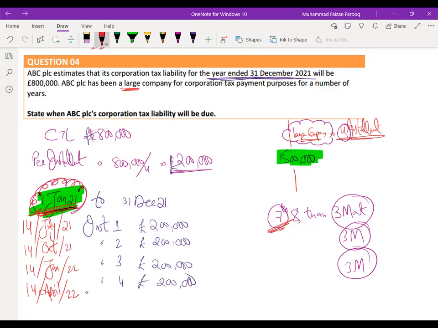The installment date will be the 14th, and the first installment will be in the 7th month from the start of the year, not from the end. And then a three months gap will be there. And this, you can say, is how a large company is going to pay its corporation tax liability in installments.